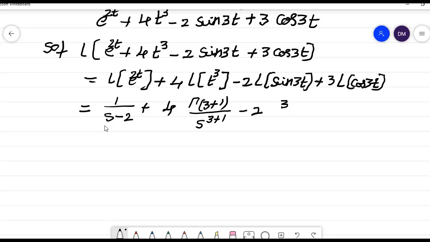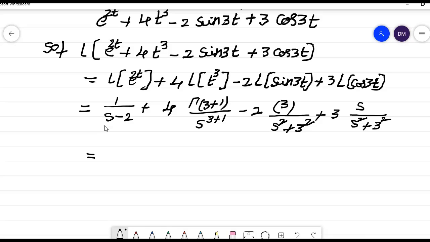a by s square plus a square, means here 3 by s square plus 3 square, plus 3 into, now this is of the form of L of cos at. What is a here? 3. What is the L of cos at formula? s by s square plus a square, means 3 square.